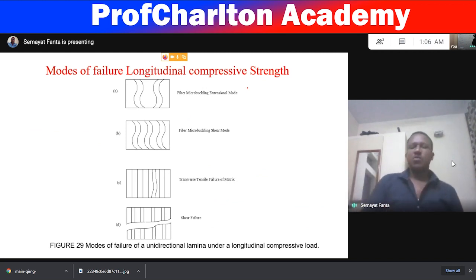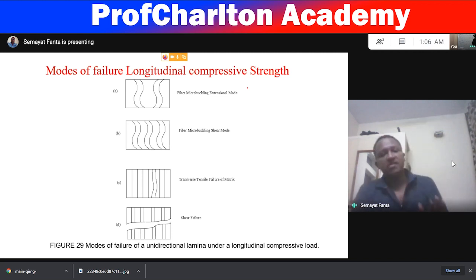what are the failure modes in compression? There are different failure modes in compression. Basically, fiber microbuckling is one type. The extension type of fiber microbuckling, this is the extension type. As you see, it is extending outward from here and here. This is called the extension type of fiber microbuckling. This is also compression or shear buckling. In this, it is considered a shear buckling.